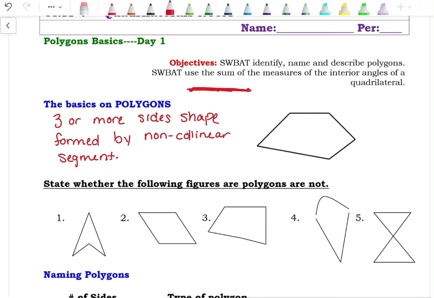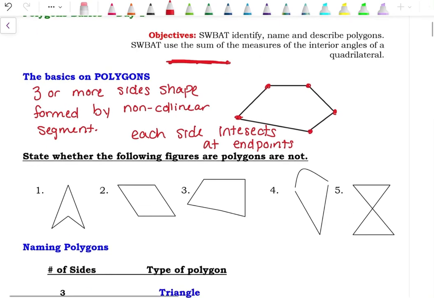Each side is going to intersect at an endpoint. So here are all my sides, and you can see that they all only touch at the endpoints of those sides, which are at all of the corners.